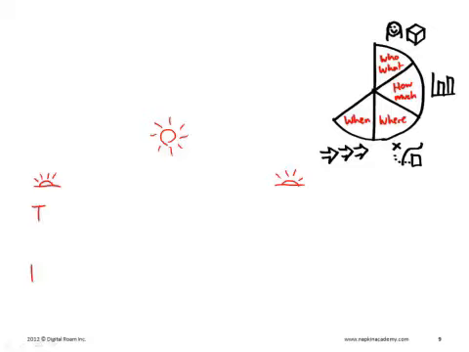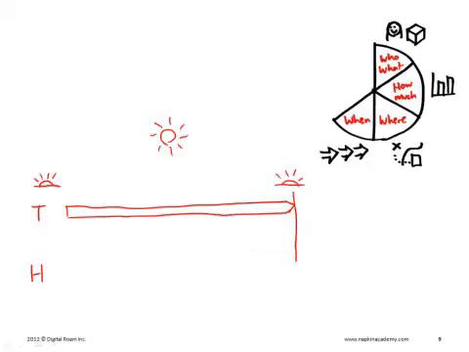Here's our turtle, and here's our hare. The turtle, his win picture looks like this. The turtle starts running at sunrise and runs all the way until sunset. And you know what happens? Here's the tree, and the turtle hits the end point. He hits the finish line.